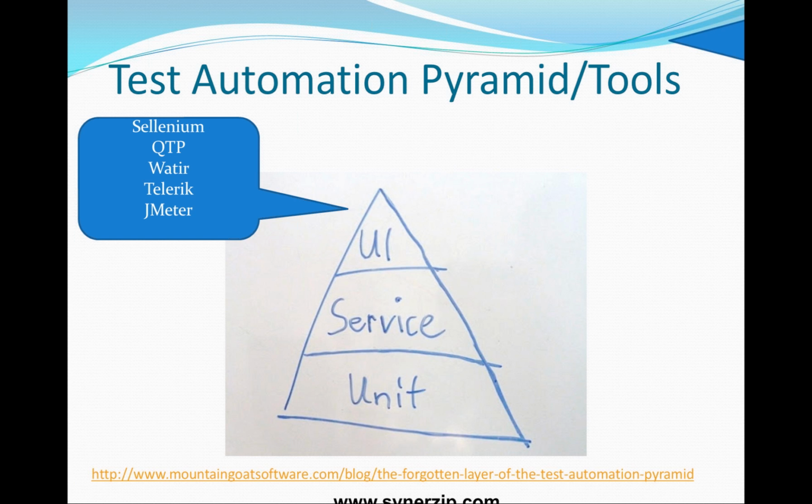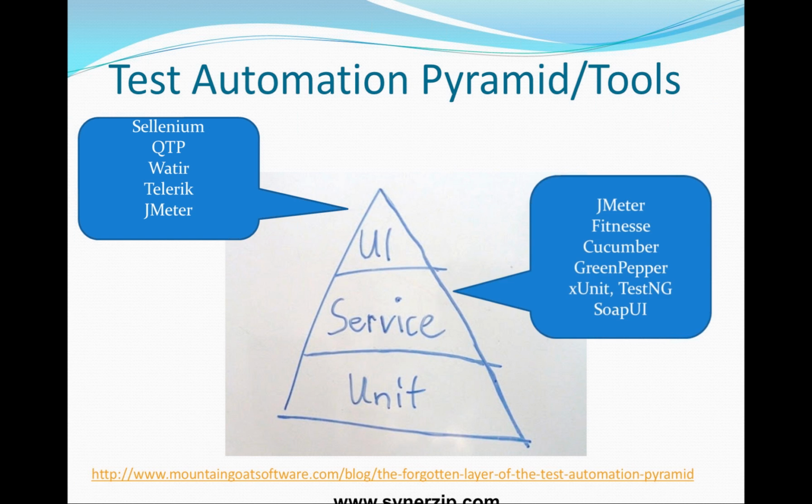At the service level, you might use JMeter or FitNesse, Cucumber. Green Pepper is kind of a new one on the scene, or even any of the XUnit products, JUnit, CppUnit, NUnit, all those XUnit products and TestNG work just fine at the service layer. It kind of depends on who's going to write your tests. If your programmers are mostly writing the tests, then they're probably going to prefer using the XUnit tool at the service layer. But if your testers are writing the tests at the service layer, then they probably would prefer FitNesse or JMeter.